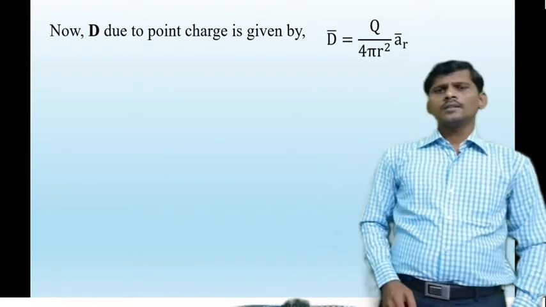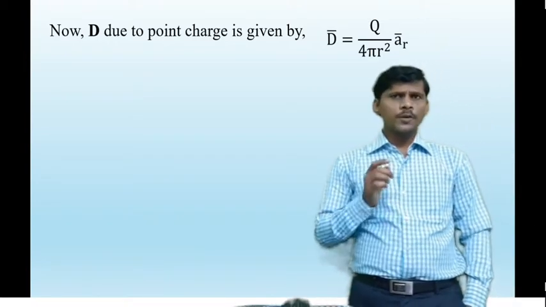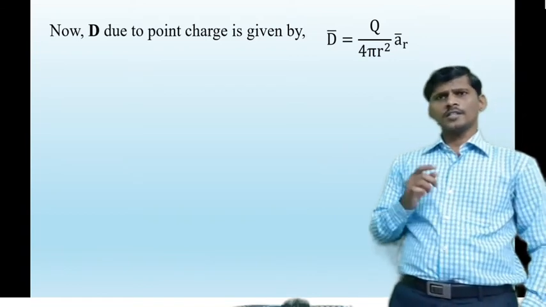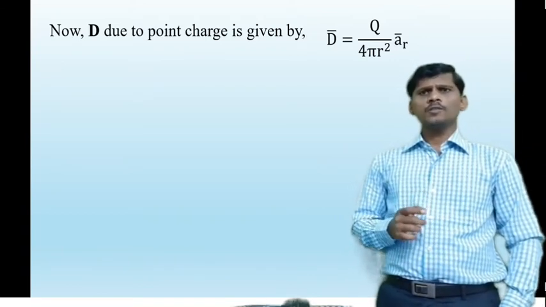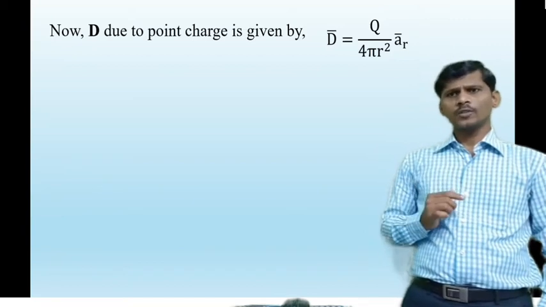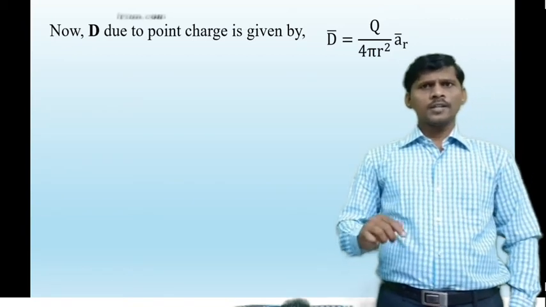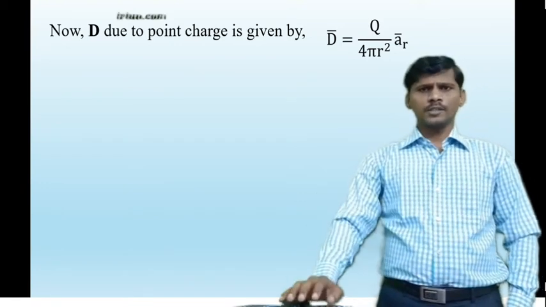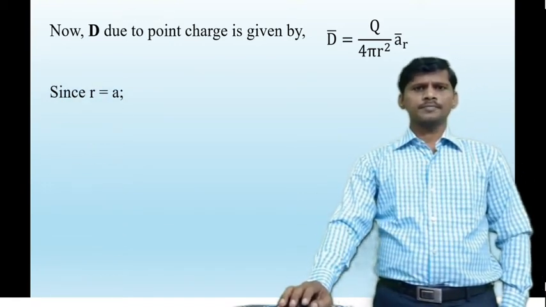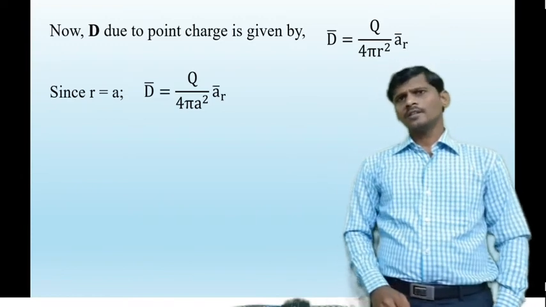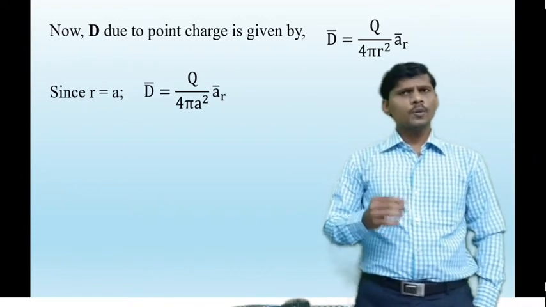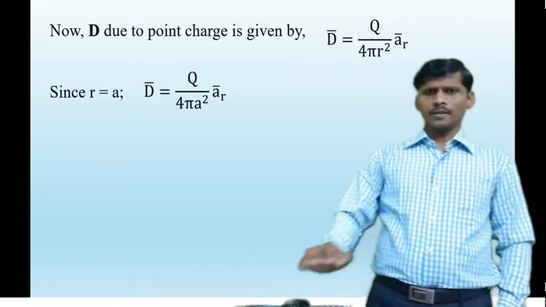We know that the electric flux density at point P due to the point charge Q located at the origin is given by D bar is equal to Q by 4 pi r square a_r bar, where a_r bar is the unit vector in the direction normal to the surface. Since r is equal to a, the electric flux density D bar is equal to Q by 4 pi a square a_r bar.